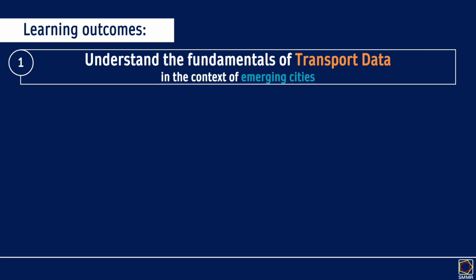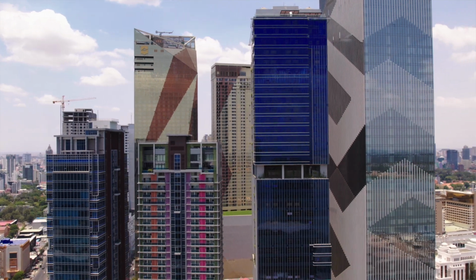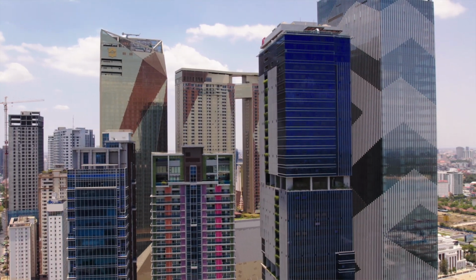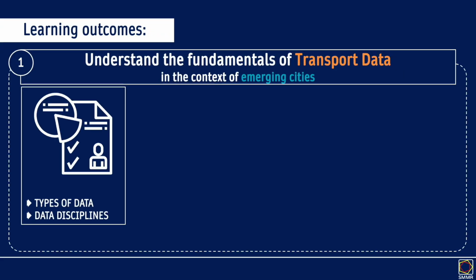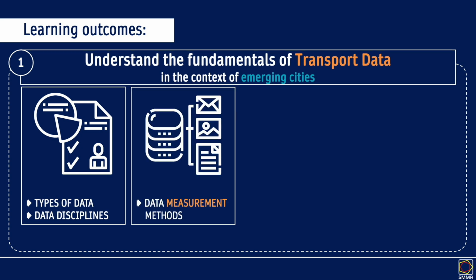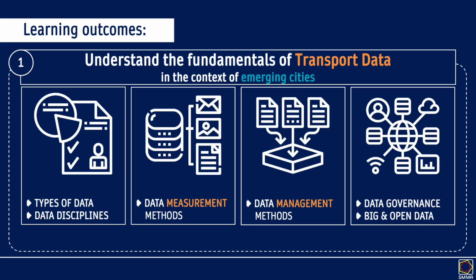The learning outcomes, the first one is just a broad understanding of transport data in the context of emerging cities. We've spoken a lot about emerging cities and what they are, essentially cities that are growing very rapidly, like Phnom Penh and many of the cities in the region. And I would like you to understand the different types of data, the different disciplines, which we just discussed, some of the data measurement methods, so how we collect data, then how we manage data, and then lastly, I don't think we'll have time, but how to govern data, and also the topic of big data and open data is very interesting and very relevant.